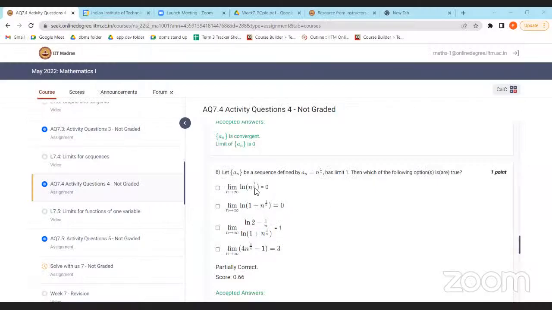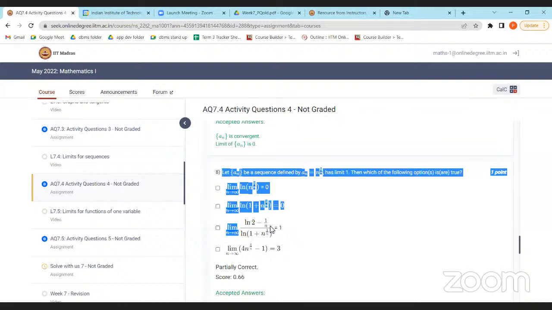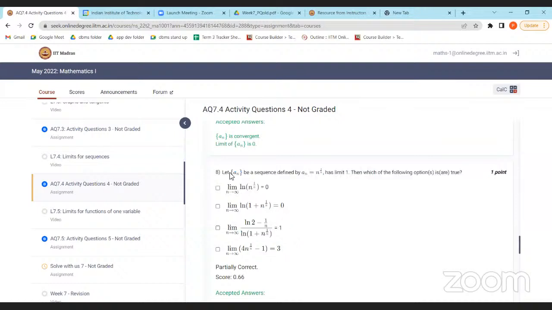Okay. Anyone solve this question? Question number 8.